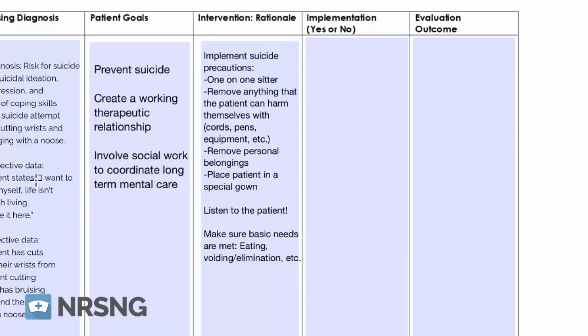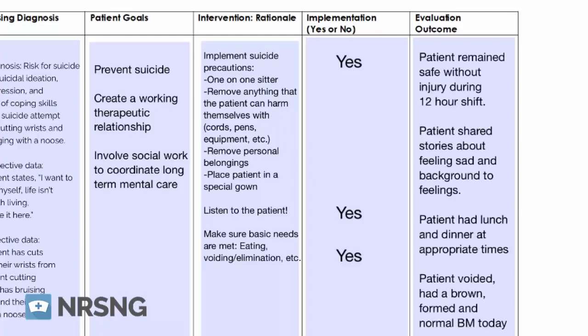And then making sure that their basic needs have been met. That's something that you definitely want to make sure on a suicidal patient, is that you've addressed things like eating, voiding. Have they done the things that normal people need to do in order to survive throughout a day? And also you want to make them comfortable. Are they cold? Do they need blankets or pillows, or what can I get them to help them be comfortable? And at least help them throughout the situation that they're in at the moment. Throughout our shift, we'll say, yes, we implemented all of these things, or we were able to implement them. And then for outcomes, I wrote patient remained safe without injury during their 12-hour shift.